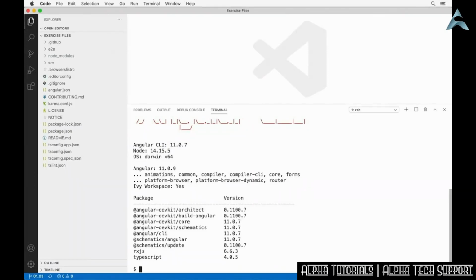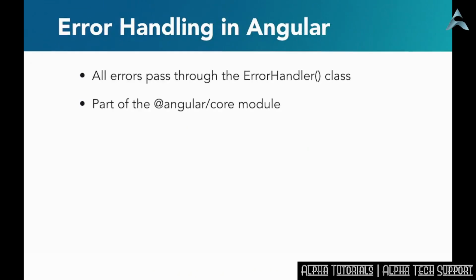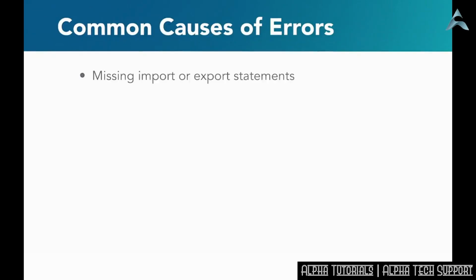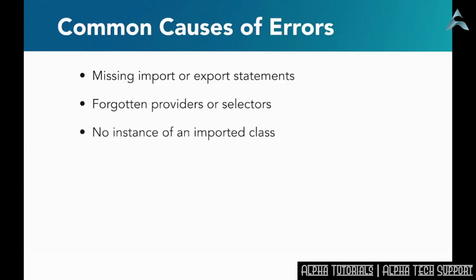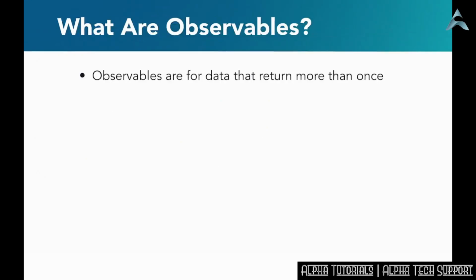In Angular, all errors pass through the error handler class. This class is part of the Angular core module, and its job is to essentially write errors to the console. Most errors in Angular happen because of missing import or export statements, forgotten declarations in a decorator, such as providers or selectors, no instance of an imported class, or issues related to asynchronous actions like errors from a promise or observable.